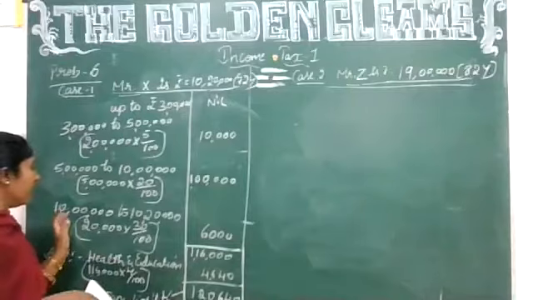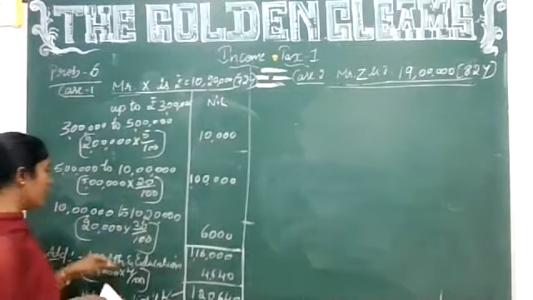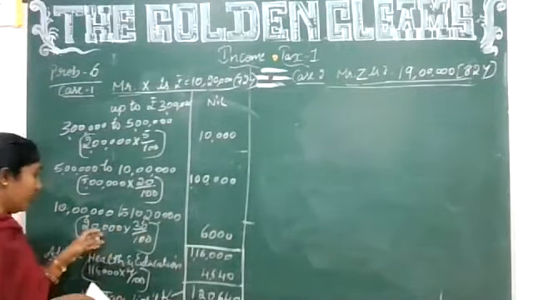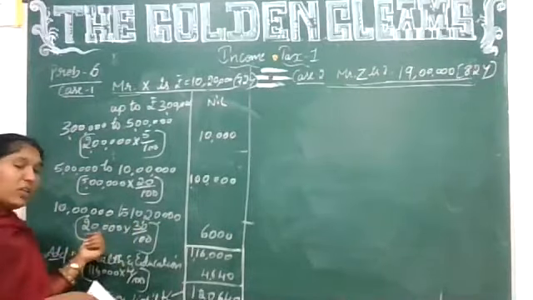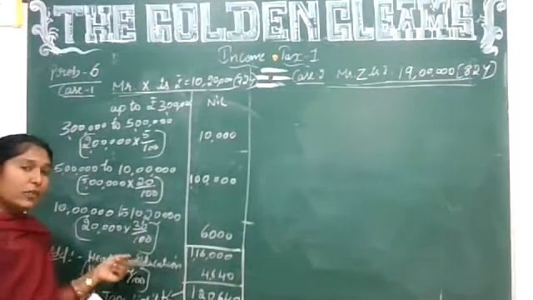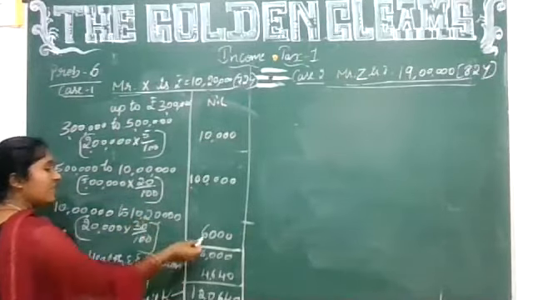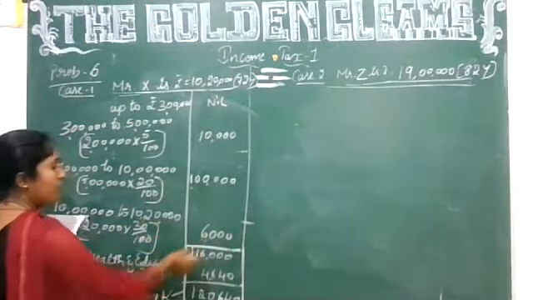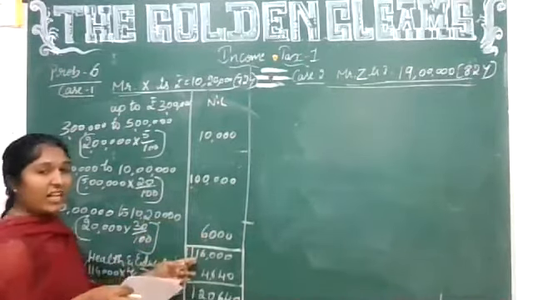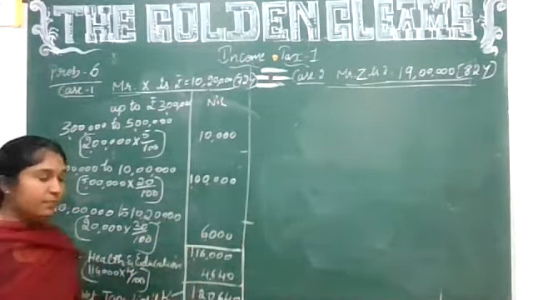The next one, 10 lakh to 10 lakh 20,000. The calculation is 20,000 into 30 divided by 100. The answer is 6,000. We have to add. The total is 1,16,000, the total income.